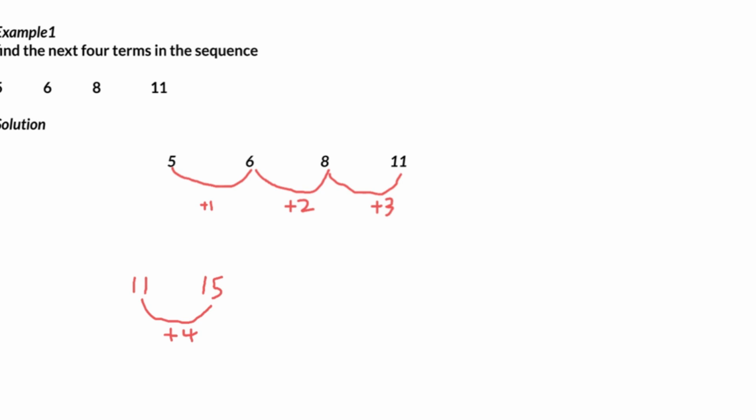Now the next number is going to be, if you have 4, obviously the next one is going to be plus 5. So if you have 15 plus 5, that's 20. So we have our 20. We put in our loop. Then we have our plus 5.